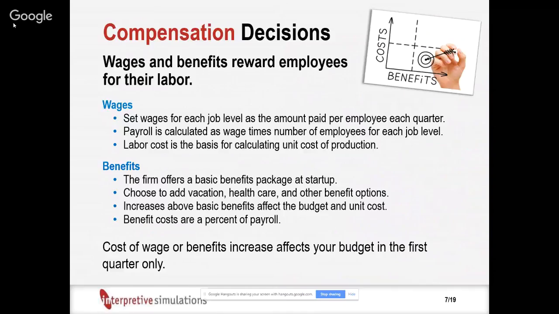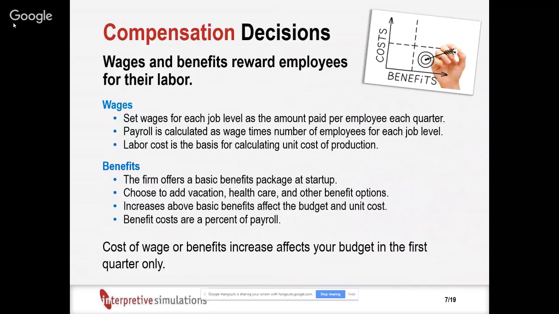But understand that each wage has to be set for each job level for each employee per quarter. Now, your payroll is calculated as wage times number of employees for each job level, and that's how we're going to calculate it as we go through this simulation. Your simulation provides you with a basic benefit package at the start of the simulation. You get to choose to add vacation, health care, or any other benefit options that you decide to choose.